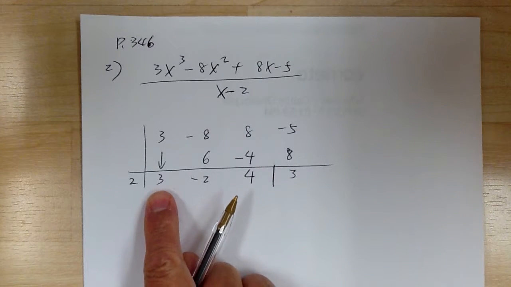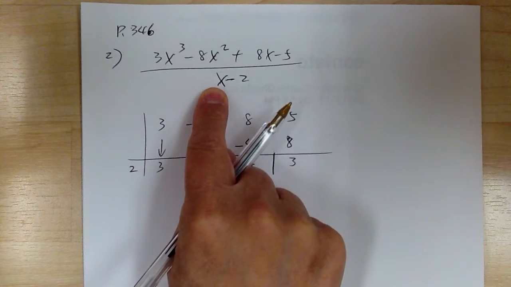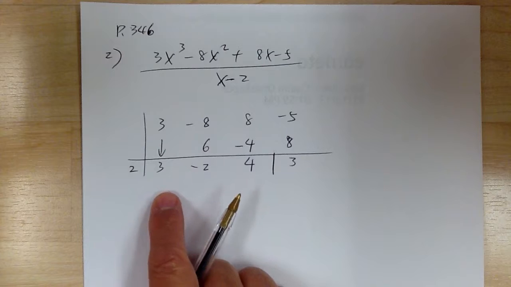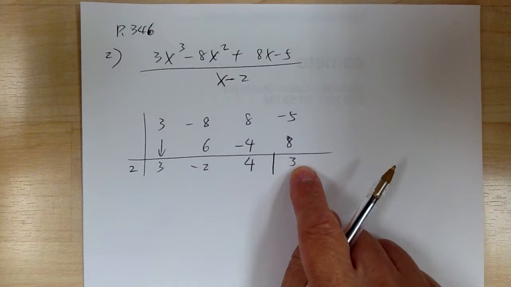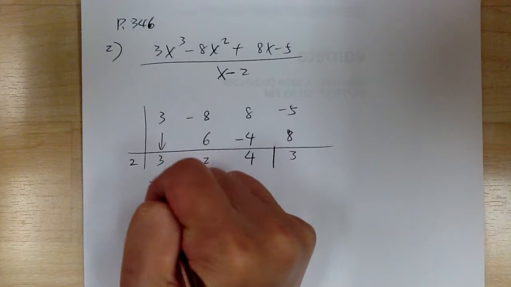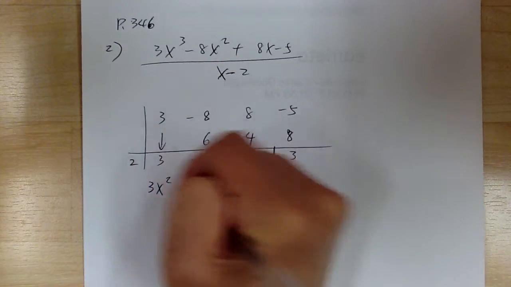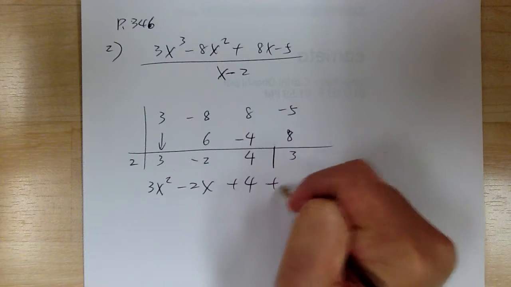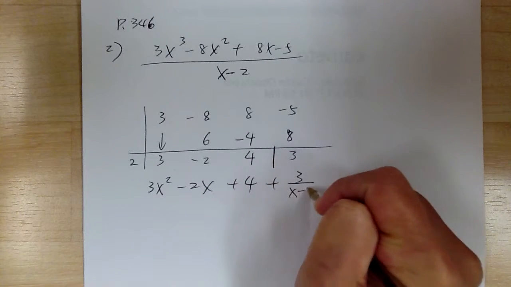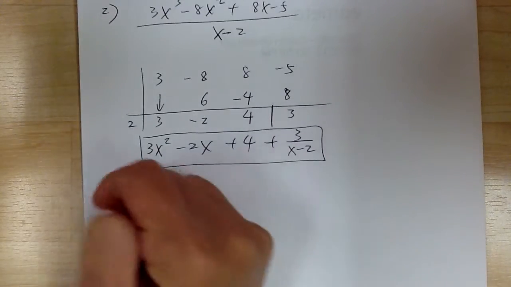And again, to figure out what this exponent is, just look: x cubed divided by x, you're going to get x squared. So the first one is going to be x squared, or you can count backward. This is the remainder. This is 0 power, 1 power, 2 power, right? So you're going to get 3x squared minus 2x plus 4. Again, everything just lines up. And this is the remainder, so it would be plus 3 over x minus 2. And that would be your answer.